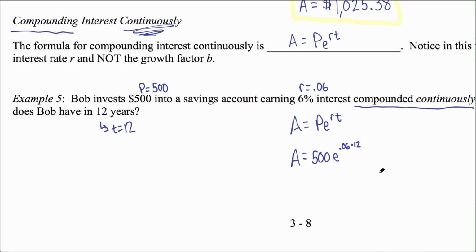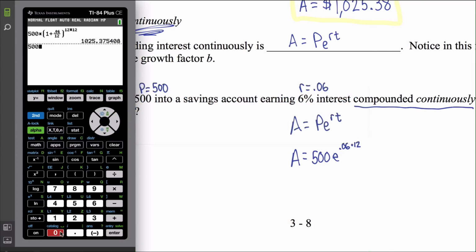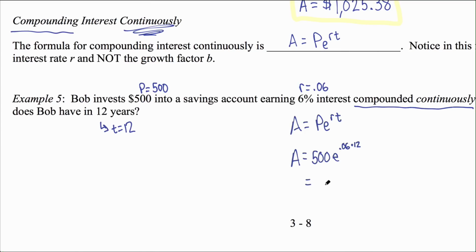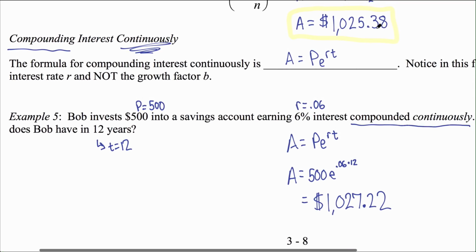All right, again, we've gotten rid of all of our variables, so let's plug this into our calculator. So a couple dollars more, almost, than if we were in a similar account, but that compounded monthly as opposed to continuously.